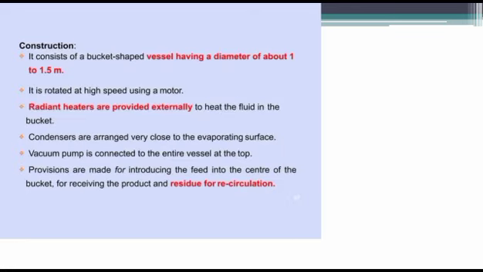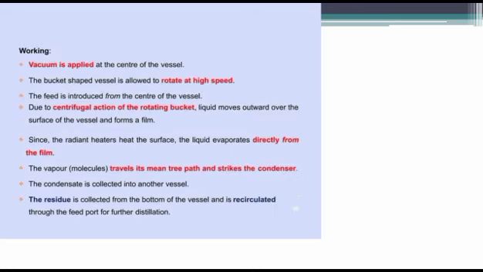Construction: it consists of a bucket-shaped vessel having a diameter of 1 to 1.1 meters. It is rotated at high speed using a motor. Radiant heaters are provided externally, and the condensers are arranged very close to the evaporating surface. A vacuum pump evacuates the entire vessel at the top.